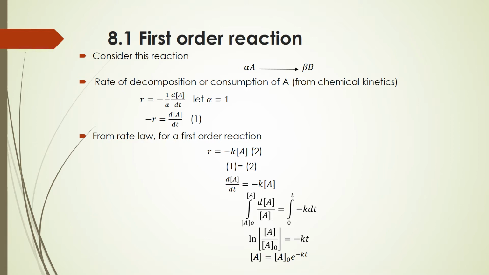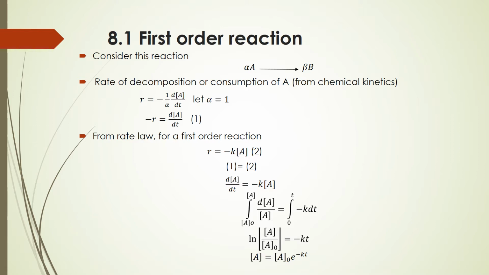Concentration of A is on the right hand side, so let's transfer that to the left hand side, under the numerator. And dt, transfer it to the right hand side. So it becomes d concentration of A over concentration of A equals minus K dt.